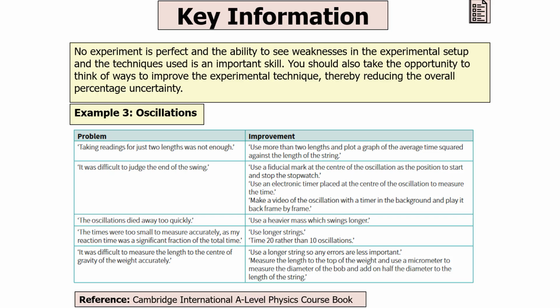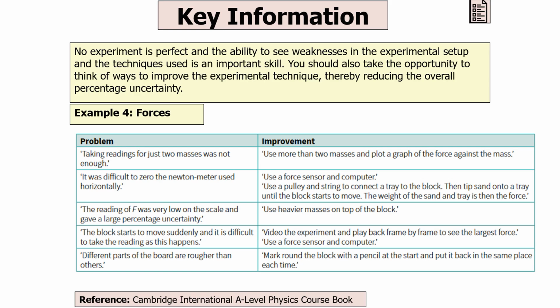Measure the length to the top of the weight and use a micrometer to measure the diameter of the bob and add on half the diameter to the length of the string. You could think of a forces experiment. If taking readings for two masses was not enough, you could use more than two masses, and plot a graph of force against mass.